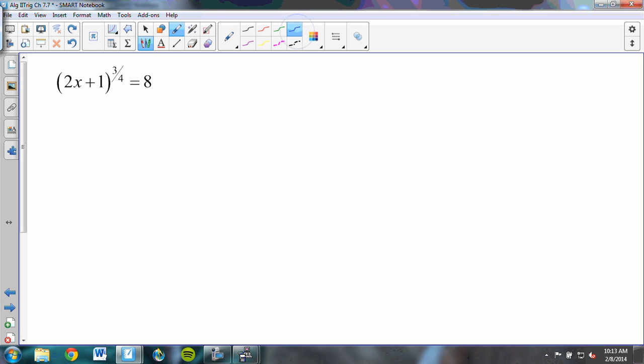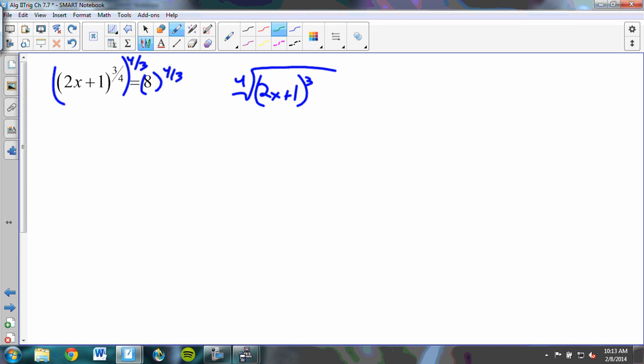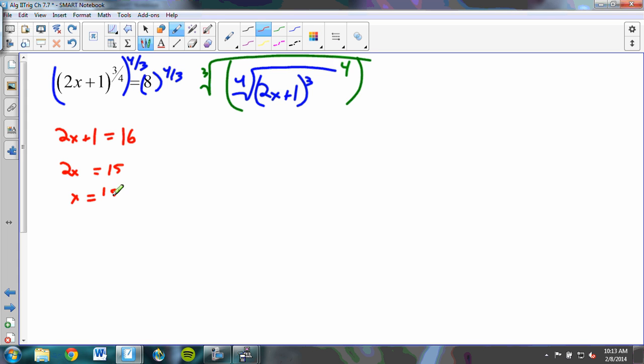Okay, good. I'm going to take both sides to the 4/3 power. I did 4/3 because 3/4 times 4/3 is 1. If you would rather, you could think of it this way: first you would do that to the 4th power, and then you would do the 3rd root of all that. But I think that's more confusing at this point. So you end up with 2x plus 1 equals, well, 8 to the 4/3 is 16, just trust me. So 2x equals 15. So x equals 15 over 2.